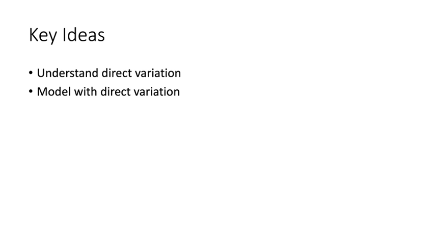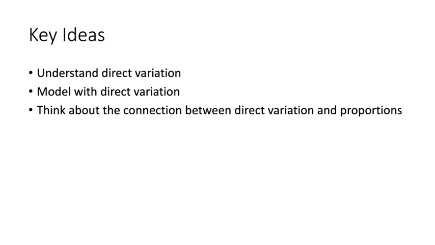The other key idea is modeling with direct variation. We learned about the algebraic structure of direct variation, that two quantities x and y vary directly if y equals kx. But this is another one of those times where you can memorize the formula and solve an equation, but unless you can use that to model something real, you're missing the point of why we're covering direct variation in this class. So being able to take a verbal description that leads you to believe the two things vary directly and turn that into an algebraic model, that's the second key idea in the lesson.